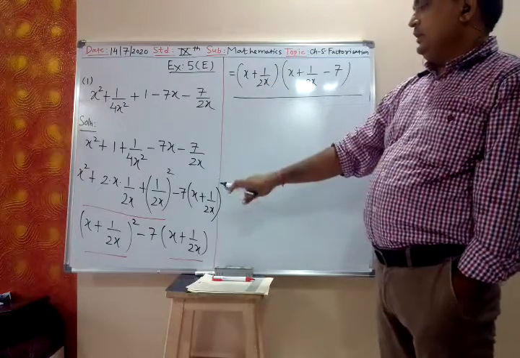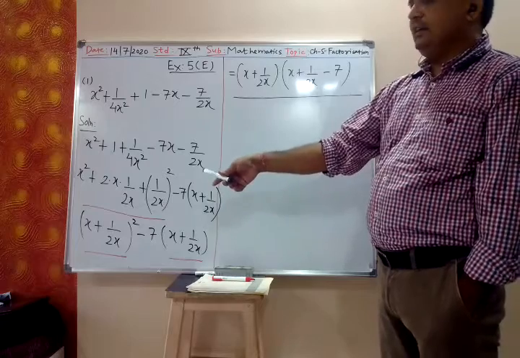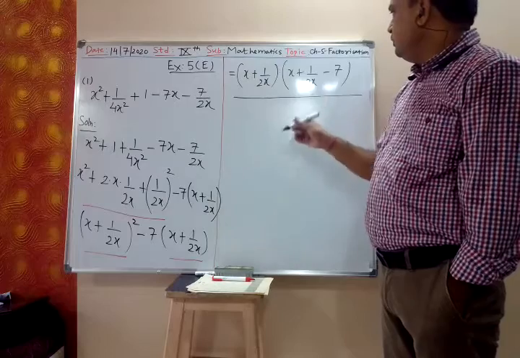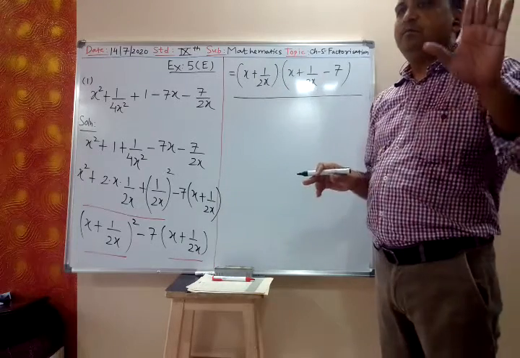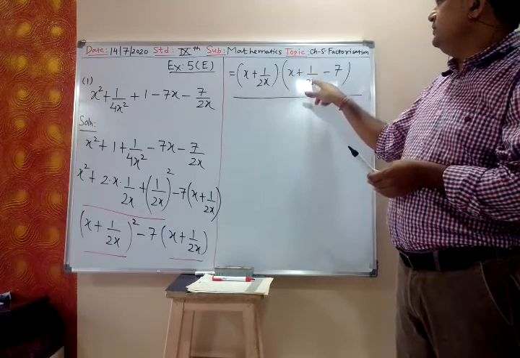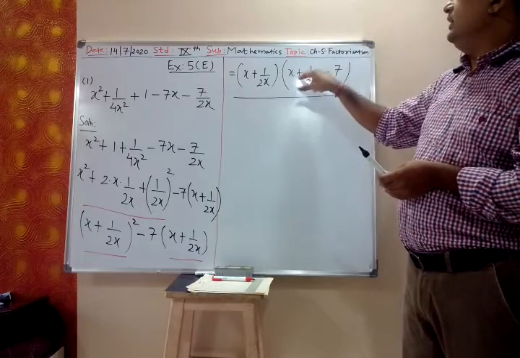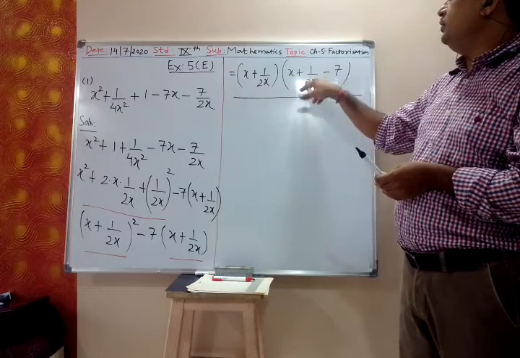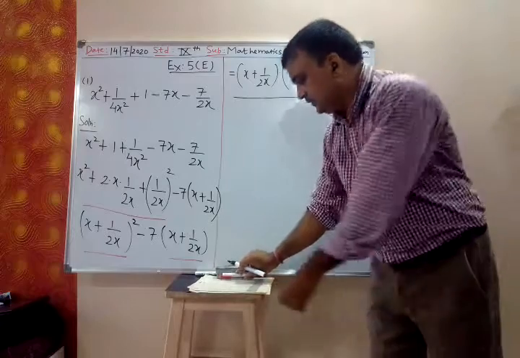x plus 1 upon 2x I will take common. So from the first, x plus 1 upon 2x, x plus 1 upon 2x minus 7. Yes, some light focus is there at this, so I'm dictating this: x plus 1 upon 2x minus 7.